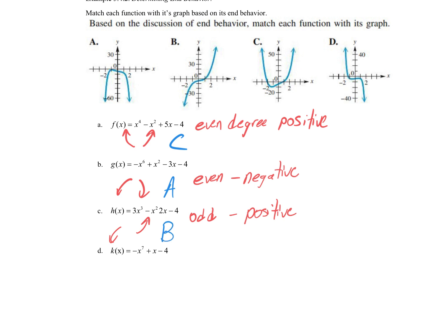And finally, we've got an odd graph that is negative. And so basically, again, the ends are going in opposite directions, but this time the left one is going upwards, the right side is going to be going downwards. Okay, and so this will end up being graph D. Okay, so basically just using the degree and whether it's positive or negative to help us judge the direction of the ends of the graphs. Okay, so that's that.